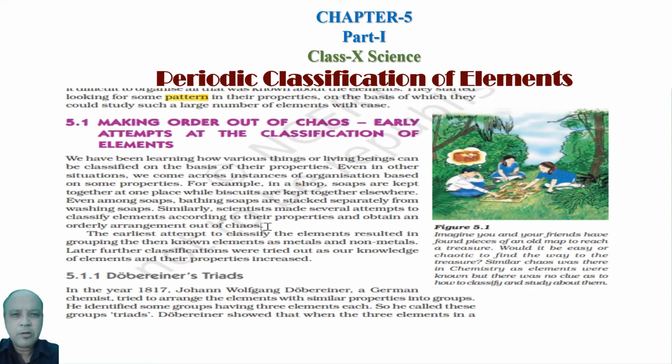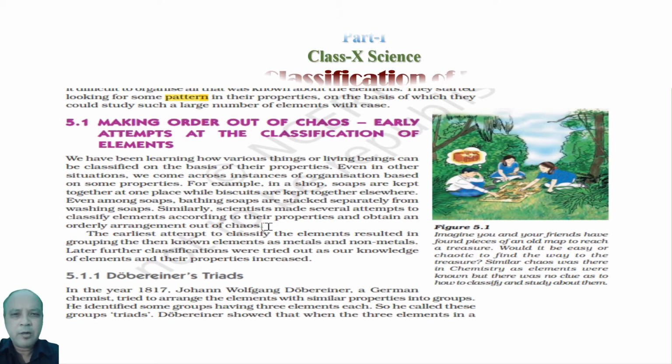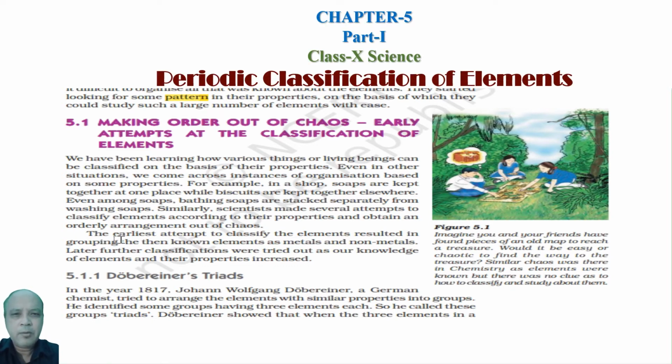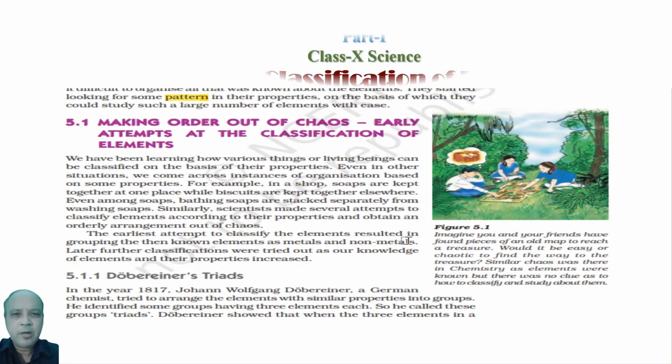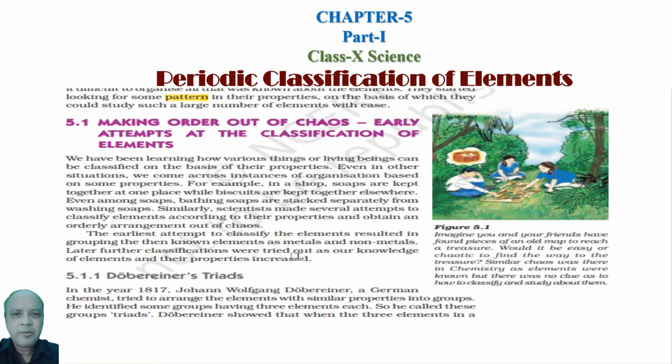With the help of these properties, elements are kept in this stack, and elements with those properties are kept in that stack. So they started arranging the elements according to their properties. The earliest attempt to classify the then known elements resulted in grouping them as metals and non-metals. Later, further classifications were tried out as our knowledge of elements and their properties increased.